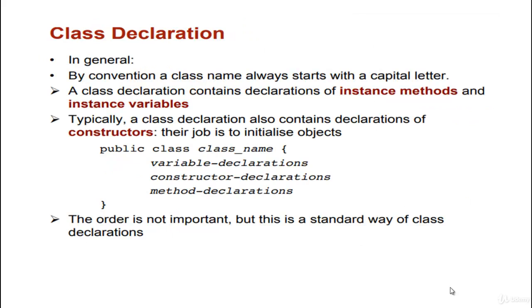Class declaration. In general, by convention, a class name always starts with a capital letter. A class declaration contains declarations of instance methods and instance variables. Typically, a class declaration also contains declarations of constructors. So we have public class, class name, variable declarations, constructor declarations, method declarations.